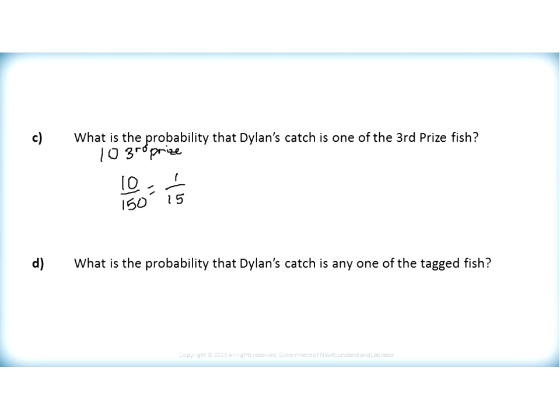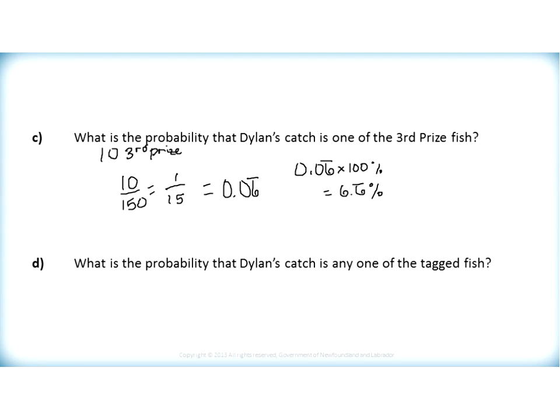1 divided by 15 works out to 0.06 repeating as a decimal. So we have it as a fraction, 1 out of 15, as a decimal, 0.06 repeating, and as a percentage, 0.06 repeating times 100%. And that equals 6.6 repeating percent. So the probability as a percentage of Dylan catching a third prize fish is 6.6%.